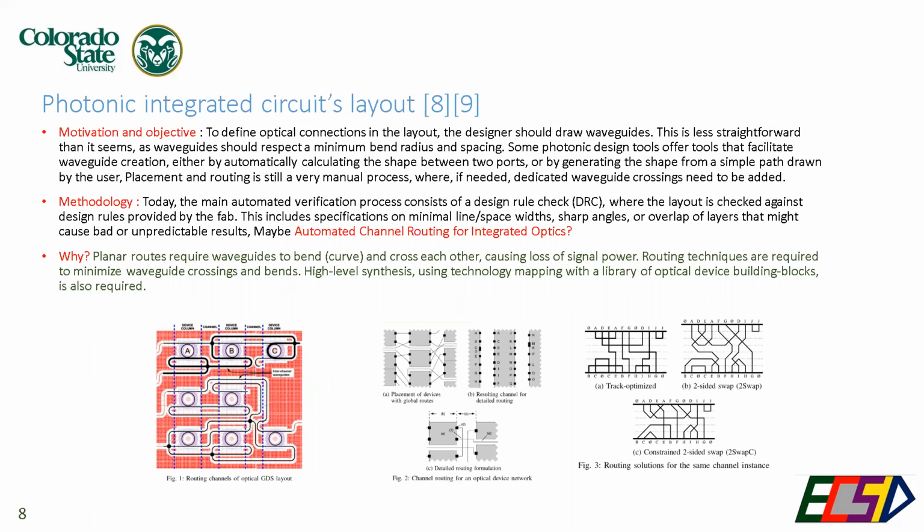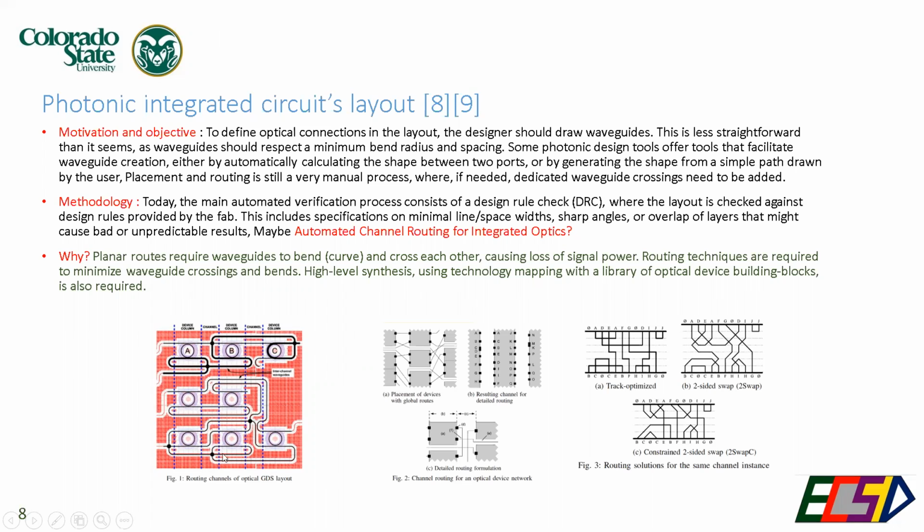Placement and routing is still a very manual process, and we have to dedicate waveguide crossings if required. So the approach that we are going to present here is the automated channel routing for integrated optics. But what is a channel?